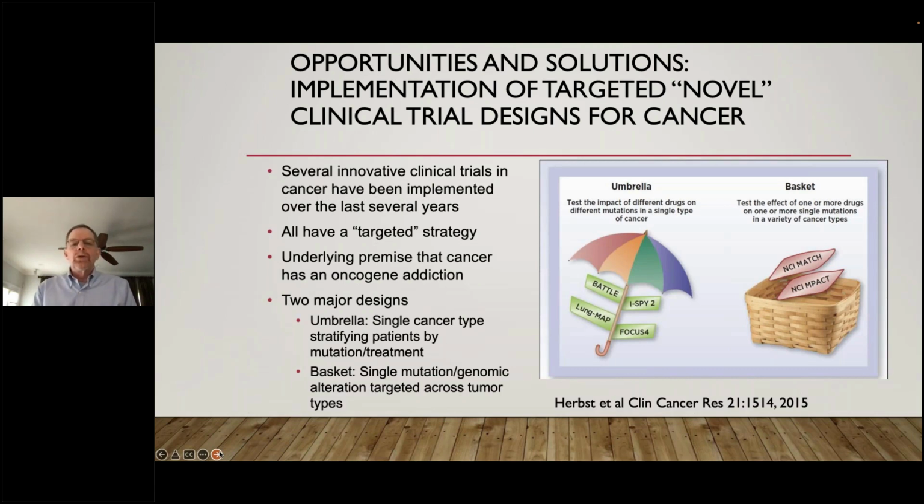Now turning to novel clinical trial designs, the umbrella and the basket design. The umbrella is testing the impact of different drugs, different mutations in a single type of cancer. And the basket is you're going after a target across many different types of cancer. All have a target strategy. The underlying premise of these strategies is that cancers have an oncogene addiction. And as I mentioned, those little cartoons of the umbrella with a single type of cancer and the basket, multiple types.